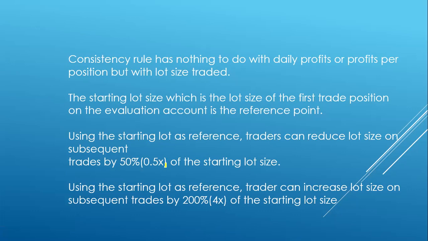I'll explain that. Let's assume that your first lot size is 1 lot. You are not to reduce your lot size to less than 0.5, which is half. Do you understand that? If you use 2 lots, you're not to reduce your lot size on any trade to less than 1 lot, which is half of it. Now for your increment, you are not to increase your lot size more than times 4, which is 200%. That means if you use 1 lot, the maximum you can ever use on that account is what? 4 lots, right?